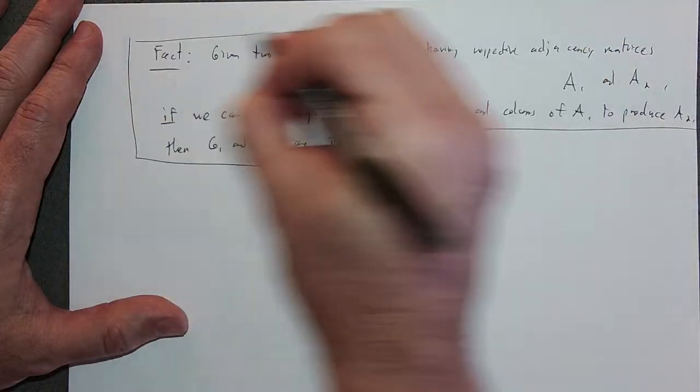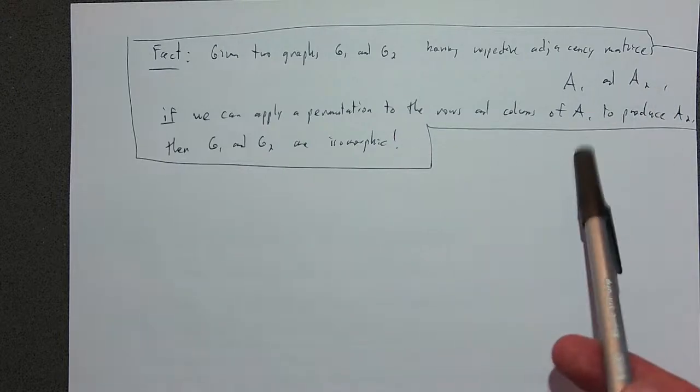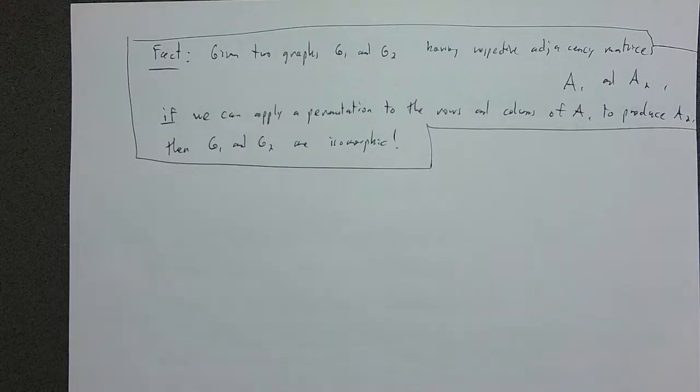Oh, so this gives us a tool, potentially, for investigating this question of whether two graphs are isomorphic or not, using the adjacency matrices and whether or not we can, via permutation of the rows and columns of one of them, change it into the other. Okay, so that's nice.